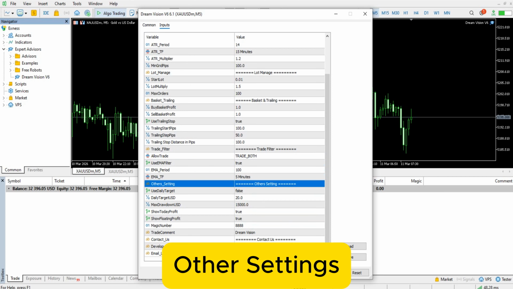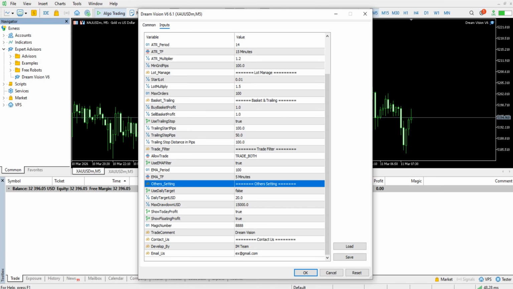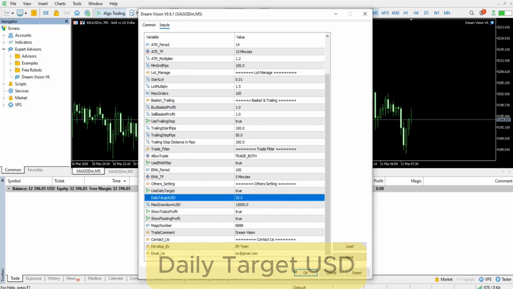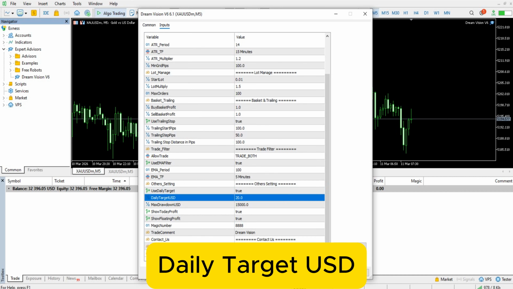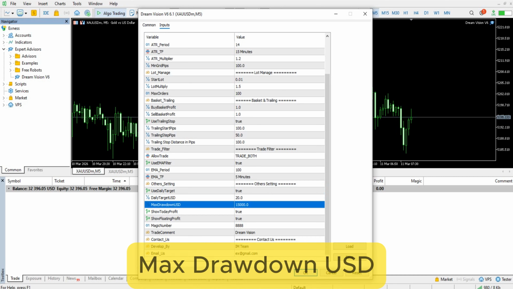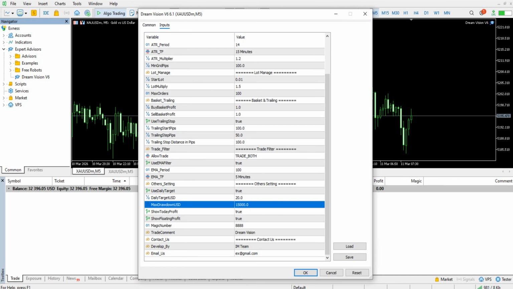Other settings. Finally, we have the Other Settings section. These options help with risk control and monitoring performance. Use Daily Target. This option allows you to set a daily profit target. Daily Target USD. When the account reaches this amount of profit in a single day, the EA can stop trading automatically. Max Drawdown USD. This parameter helps protect the account by defining the maximum allowed drawdown.